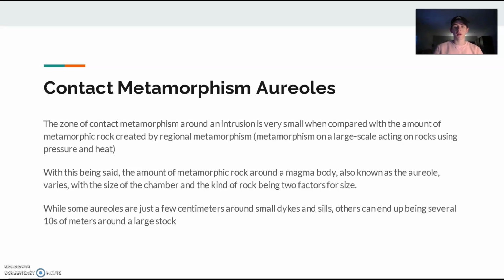So here we can see at the bottom, while some aureoles are just a few centimeters around small dikes and sills, others can end up being several tens of meters around a large stock.